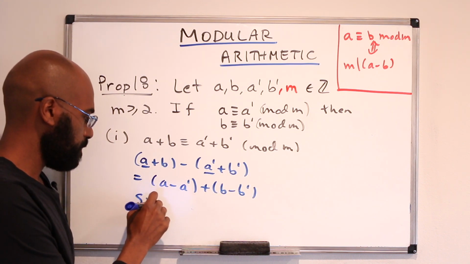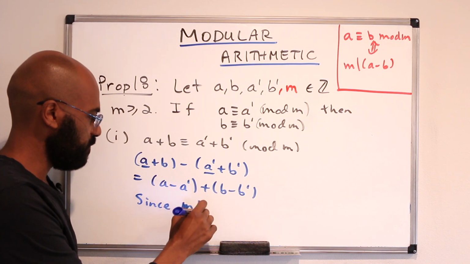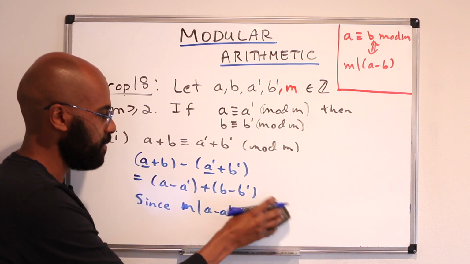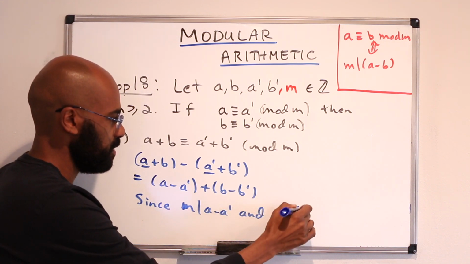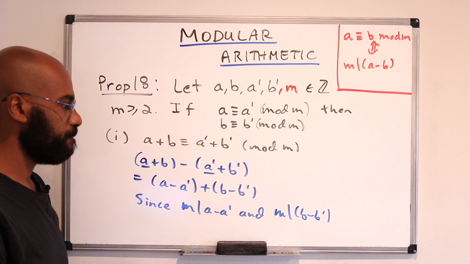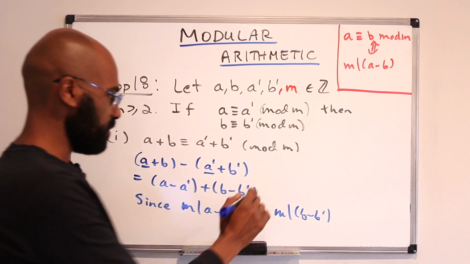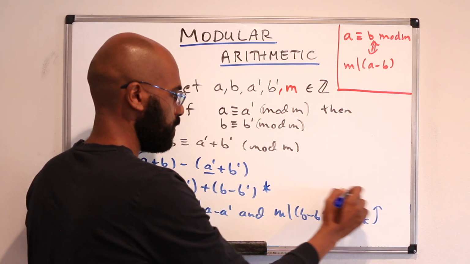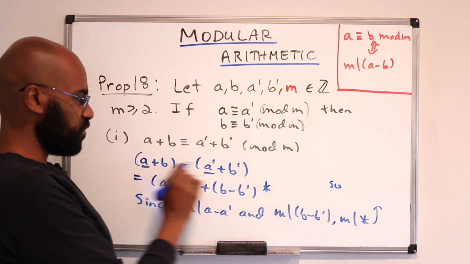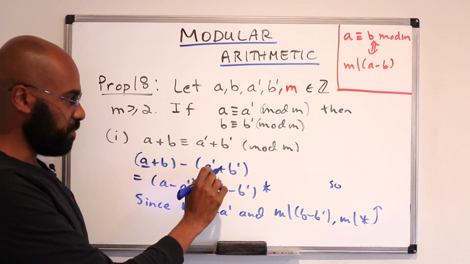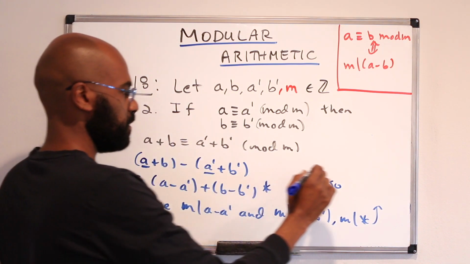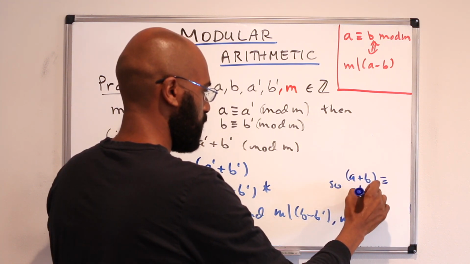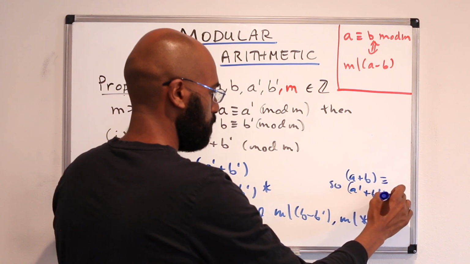Right? And since M divides A minus A prime, and M divides B minus B prime, we get that M divides this. I'm going to call this star. M divides star. So these two, the difference of these two is a multiple of M, and so we get our conclusion. So A plus B is congruent to A prime plus B prime mod M.